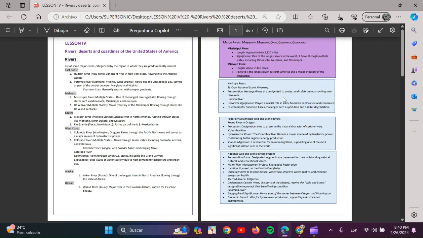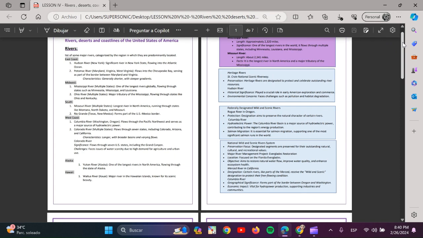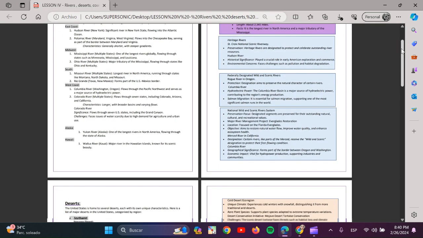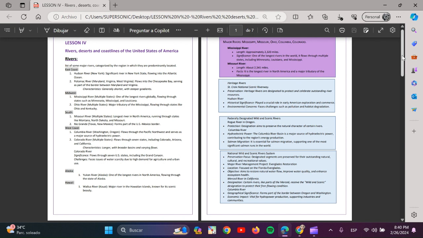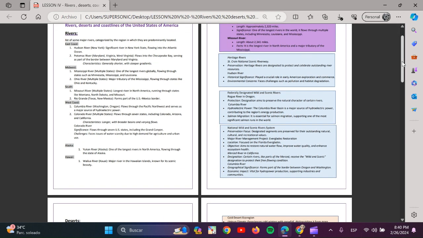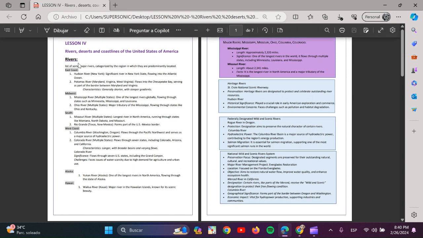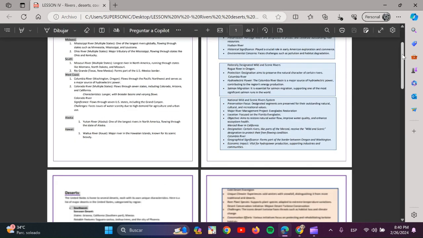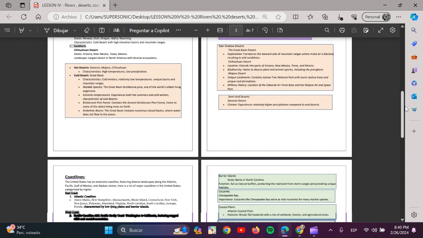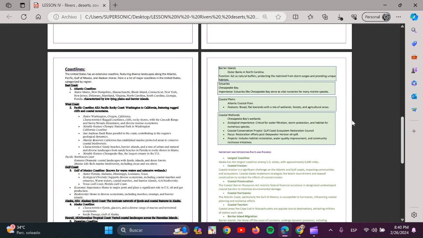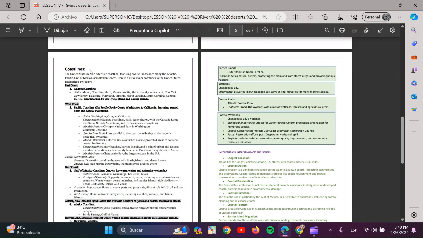So, before starting, let me show you something. I made this information and I have to separate and split them in three parts. So, we have rivers, then we have desert, and last one we have coastline.